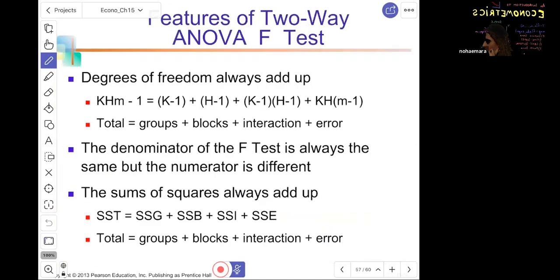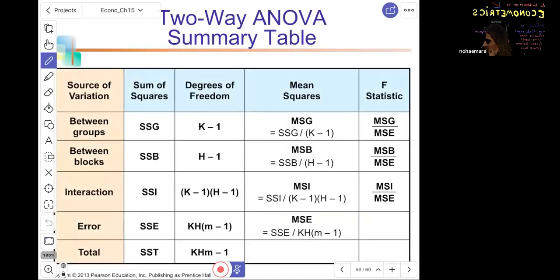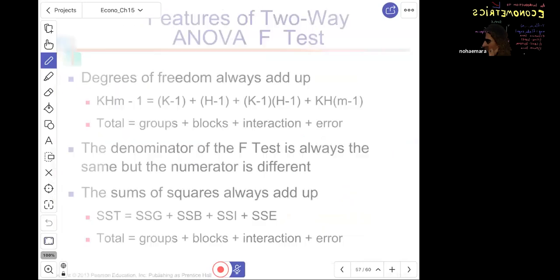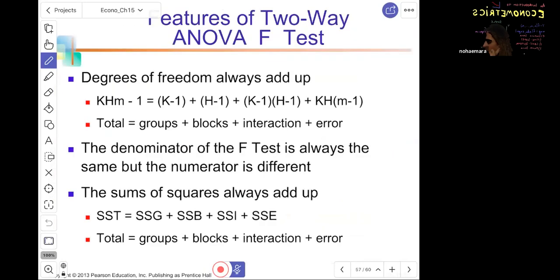Again, in terms of the analysis of the test, it's exactly the same thing that you know, right? So this part is important. Now we are dividing our total variation into parts coming from variations between groups, variations between blocks, variations coming from the interaction, and another random component, which is the leftover, or we call it the error term.